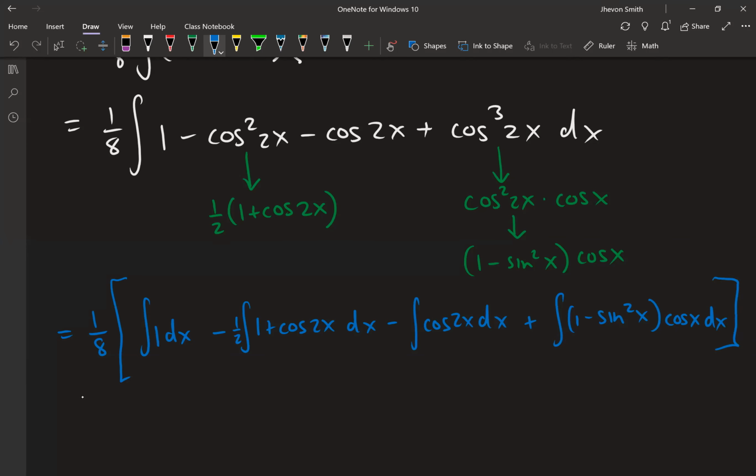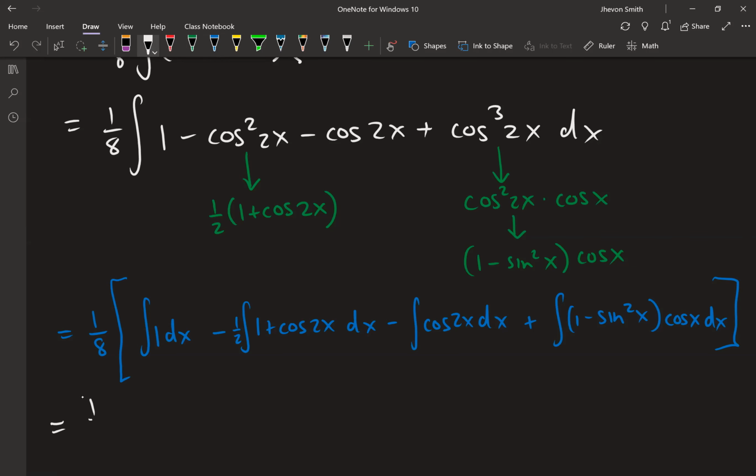So you integrate each of them individually, but each of them has its own strategy. Power rule works on this one. Double angle formula works on that one. Substitution works on this one. Saving a factor of cosine, changing all of the cosines to sines, and doing a substitution works on this one. So here we're applying a bunch of the strategies all in one problem.